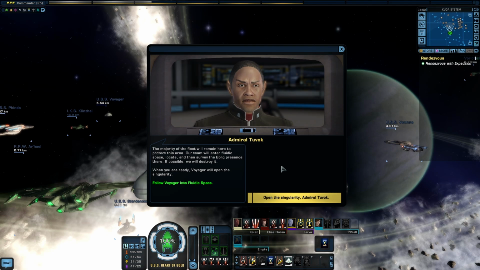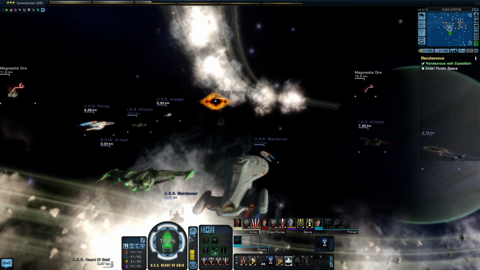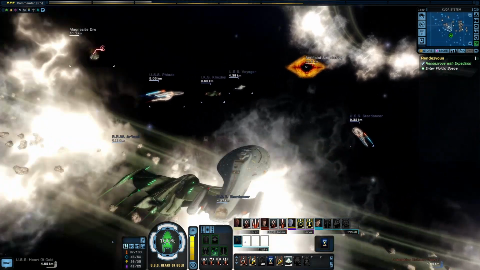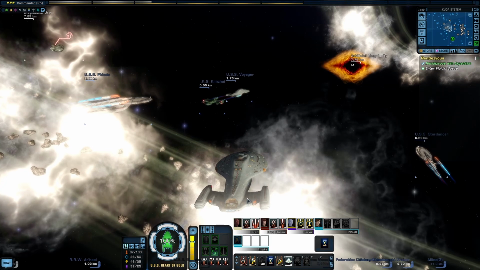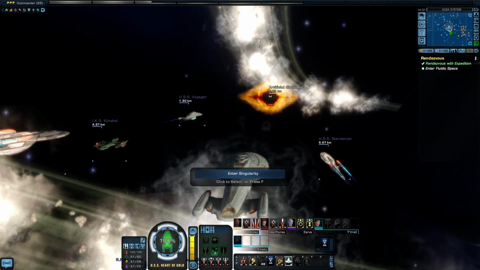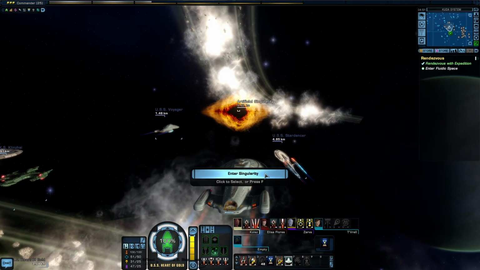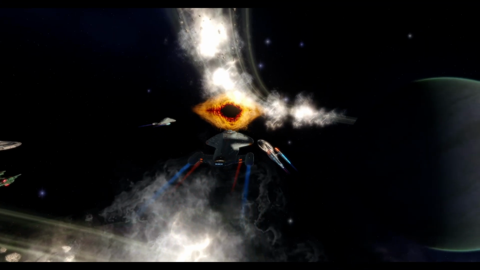I would need an infinite amount of time to properly prepare for this, so open the singularity, Admiral Tuvok. Alright. Haha, look! Look, we've got the Intrepid, the original Intrepid and my Intrepid are back together. That's so cool. Entering singularity.